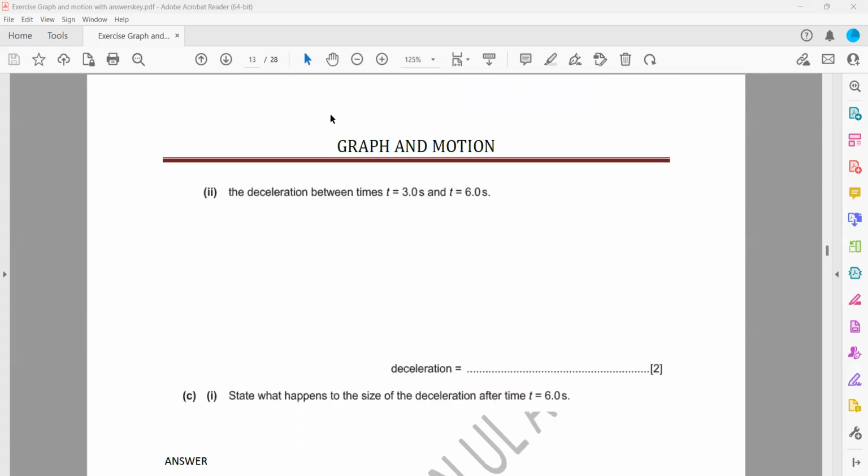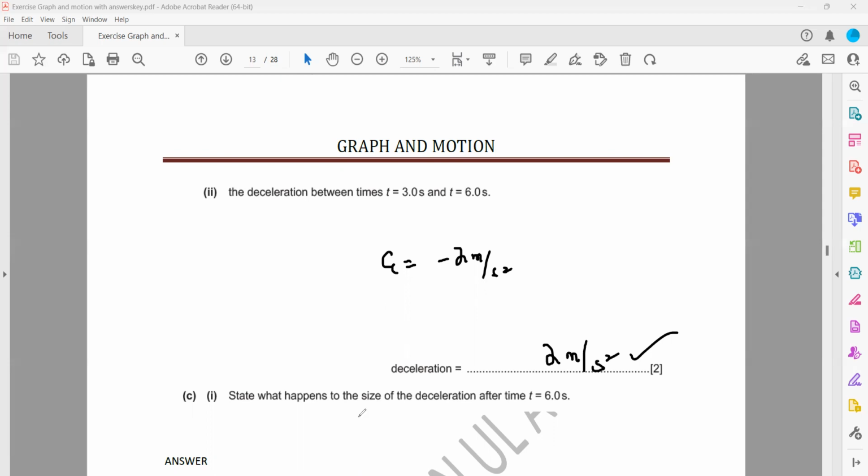But because they usually ask for magnitude, our answer is minus 2 meter per second squared. But if you write 2 meter per second squared, it is also correct because they usually ask for magnitude. And the negative already means it's a deceleration, so you don't have to represent the negative sign again. But it is fine if you show a negative sign.